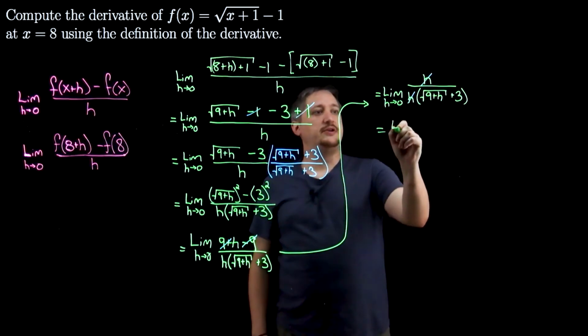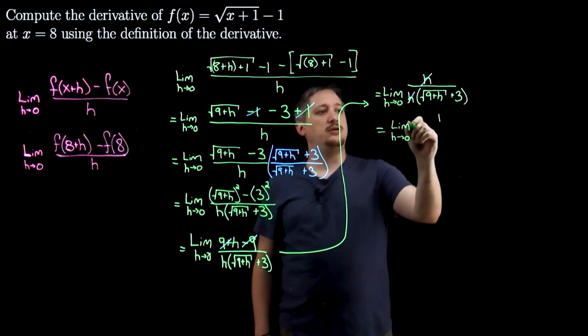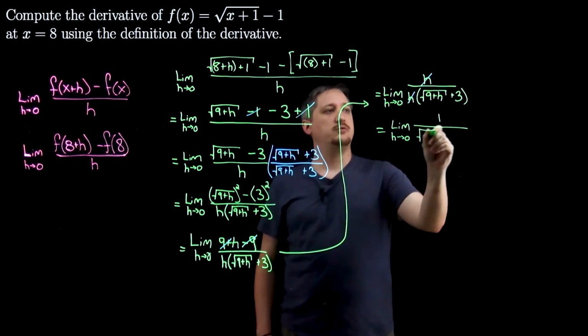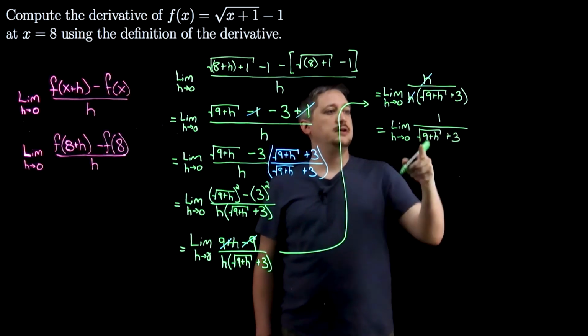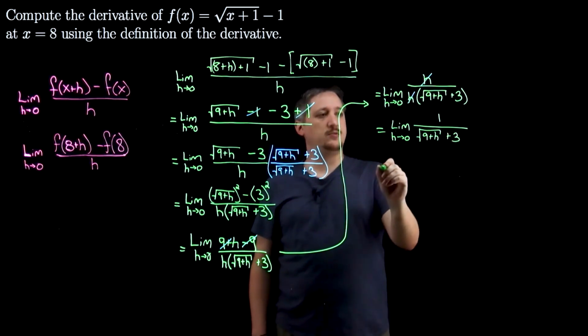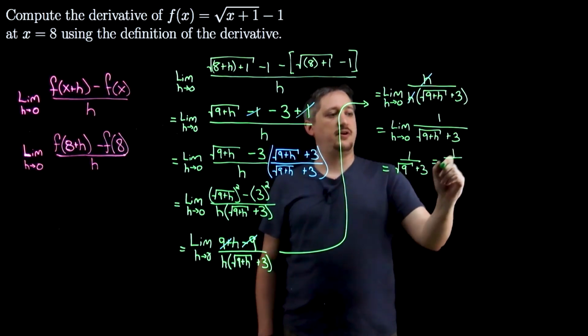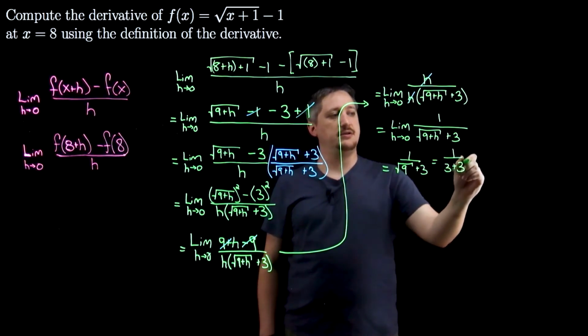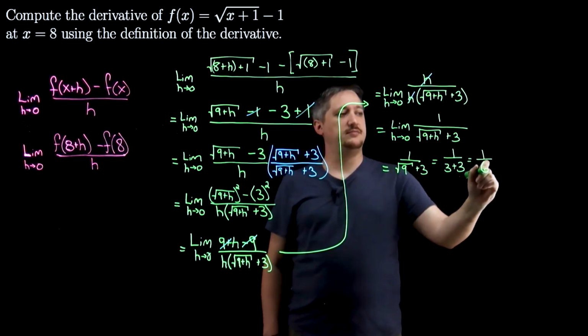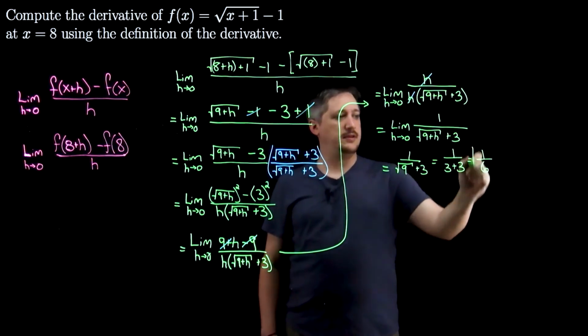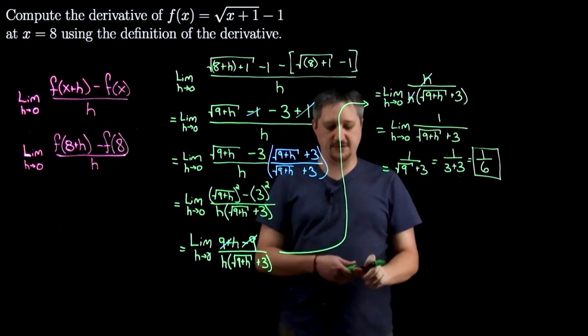So I'll write out one more step here. That's going to be 1 over square root of 9 plus h plus 3. And now when I plug in 0, everything's going to work, so I can do that. I'm going to get 1 over square root of 9 plus 3, which is really 1 over 3 plus 3, which is 1 over 6. Okay, that is our final answer.